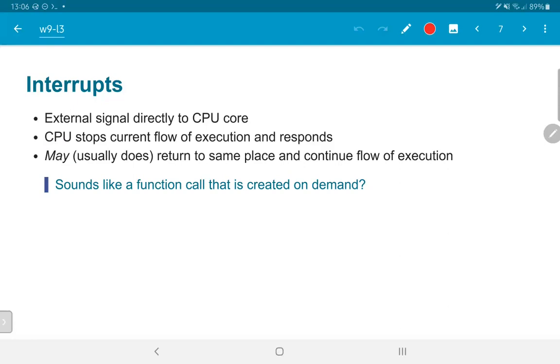So this whole idea that you jump to a new location, execute some instructions out there, and then come back to where you were sounds very much like a function call. In this case, one that is pretty much created on demand, that is based on some other signal rather than an explicit function call which is present in the code.